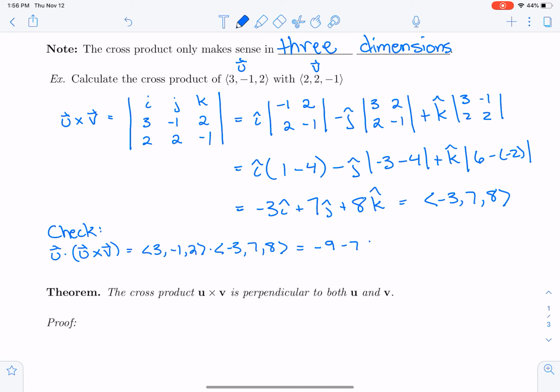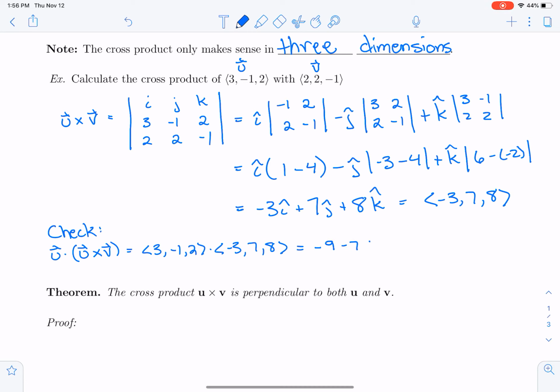Then I could take v, and I could dot that with u cross v. And my vector 2, 2, and negative 1, I can dot with negative 3, 7, and 8. If I do that, 2 times negative 3 is negative 6, plus 2 times 7, which is 14, minus 1 times 8, so minus 8. And that, of course, is, again, 0. And so the resulting vector, u cross v, is actually perpendicular to both u and v.